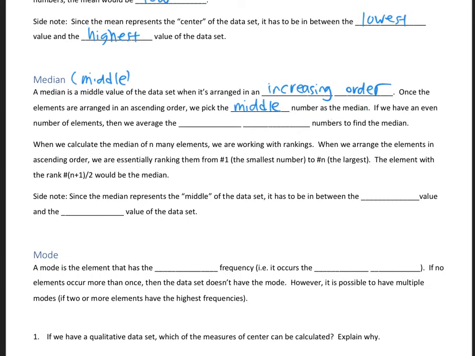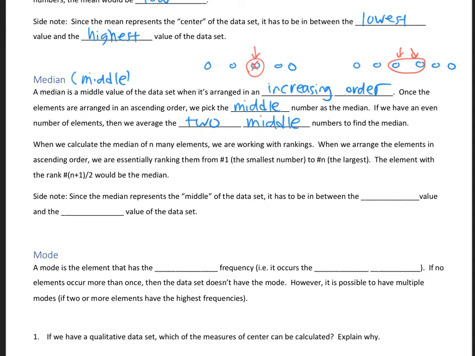If you have an odd number of elements, let's say 1, 2, 3, 4, 5, with 5 elements, obviously the middle one is the third one, right? So that's easy to pick. But what if you have 6 numbers? There's no one middle number, but we actually have 2 middle numbers. So if you have an even number of elements, then we average the 2 middle numbers. This is for technicality. If you have an odd number of numbers, like 1, 2, 3, 4, 5, then pick the middle one. If you have an even number, then we pick the 2 middle ones.